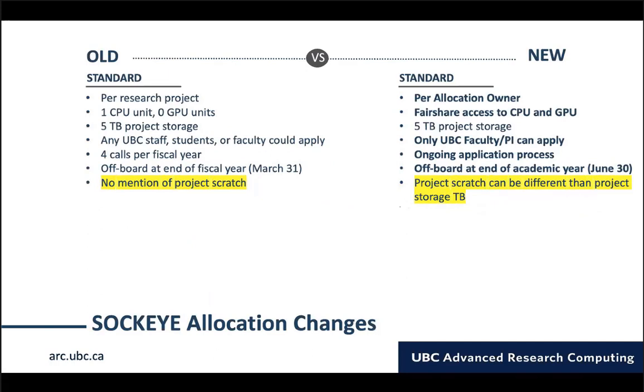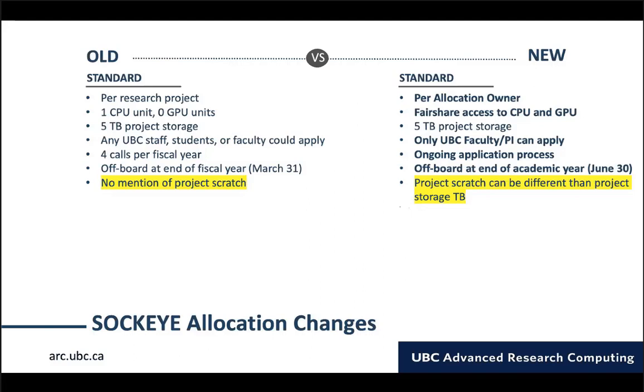So what exactly are these changes that I've been hinting at so much? With the standard allocations, the ones prior to August 31st of this year, an allocation was per research project. So a PI or a faculty member could hold multiple allocations, each for a single research project. That has changed considerably.